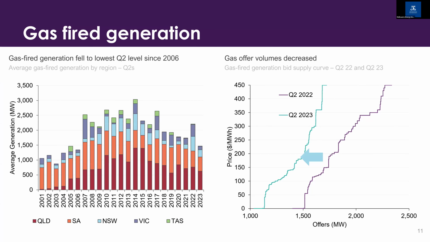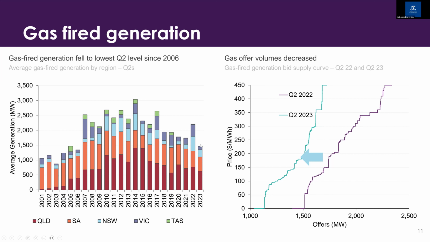Okay, moving away from black coal, but still sticking with thermal generation. We put this slide in here to talk about gas-fired generation just because that was the largest change by fuel type. The chart on the left shows the gas-fired output for the last Q2s going back to 2001. And we can see that on average, gas output has been trending down.